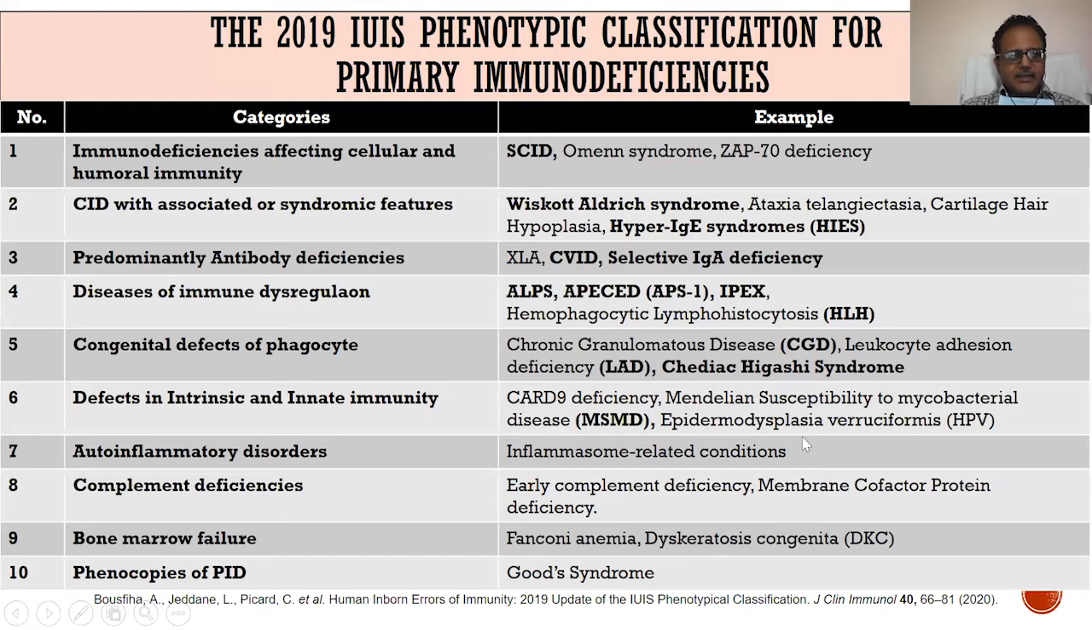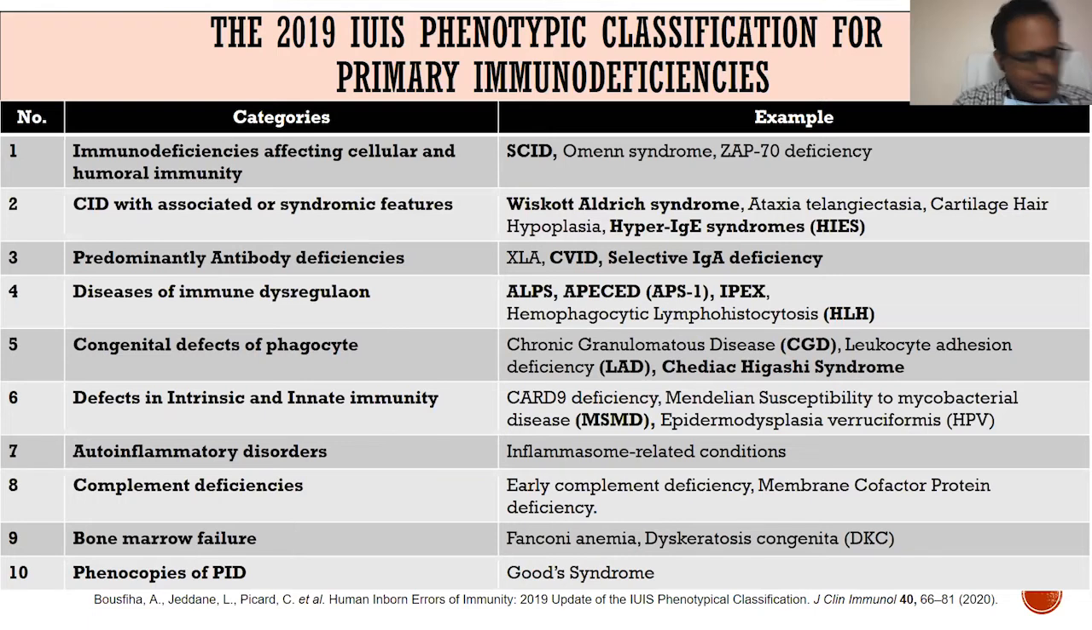So this is the 2019 International Union of Immunological Societies phenotypic classification. This is not the genotypic classification of primary immunodeficiencies. There are 10 groups, and there are around 350 primary immunodeficiencies which have been characterized, and every day newer immunodeficiencies are being found out, and we are nowhere near finding all of them. It's going to take a long time.